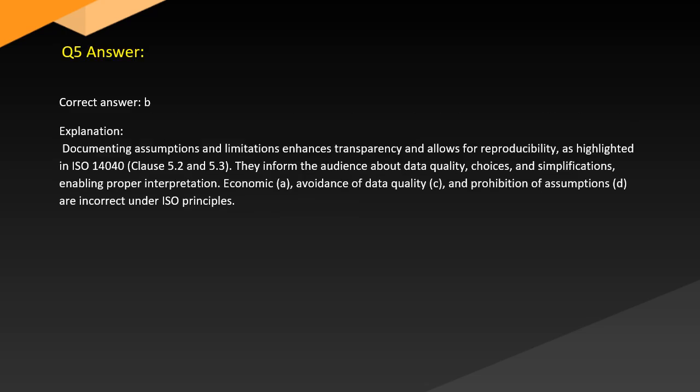Answer. Correct answer: B. Explanation. Documenting assumptions and limitations enhances transparency and allows for reproducibility, as highlighted in ISO 14040 Clauses 5.2 and 5.3. They inform the audience about data quality choices and simplifications, enabling proper interpretation. Economic feasibility, A, avoidance of data quality checks, C, and prohibition of assumptions, D, are incorrect under ISO principles.